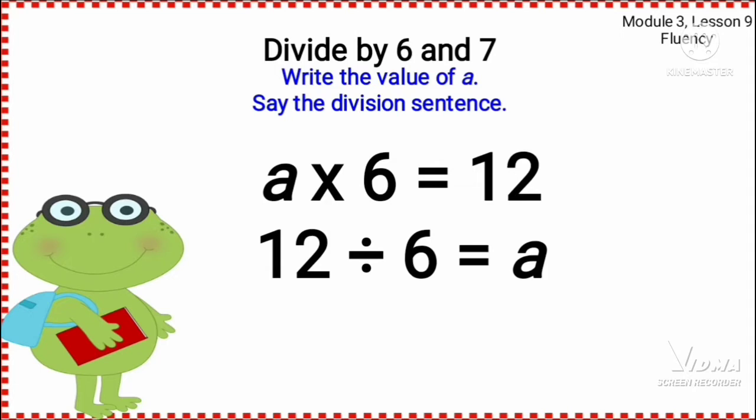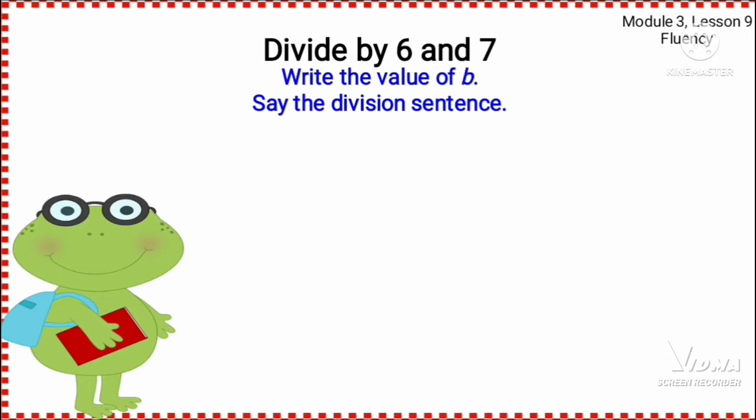A times 6 equals 12. What is A? What number will you multiply by 6 to get 12? That's a simple one, 2. So A is 2 because 12 divided by 6 is 2. You've understood it now. Alright, so the next one, tell me the answer. A times 6 equals 30. What's the number? 5. 30 divided by 6 is 5.